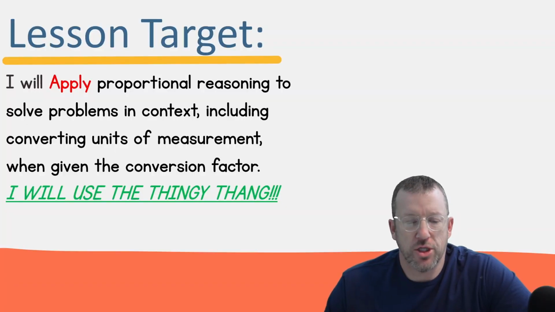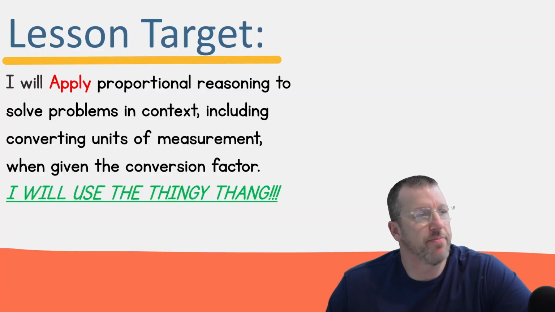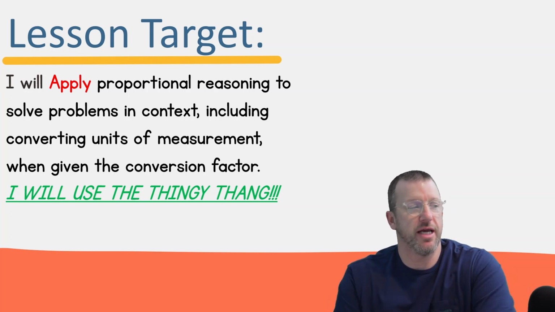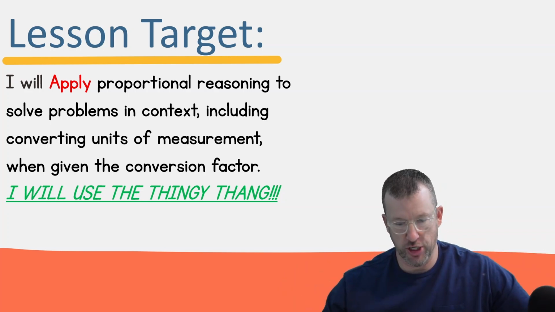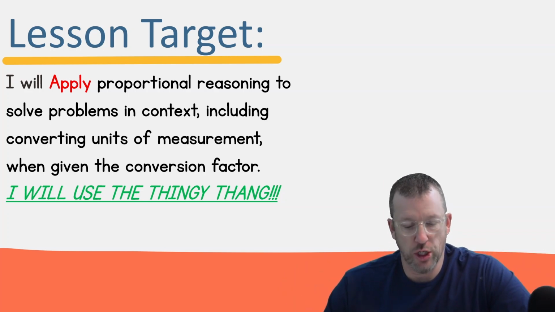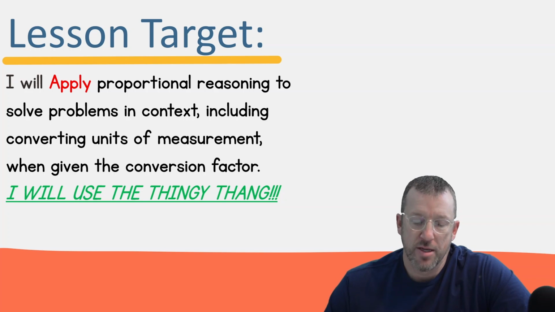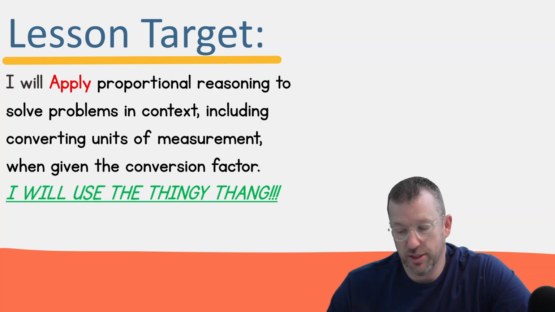All right. So today, we're going to work on applying proportional relationships to solve problems in context with units of measurement. We're going to be taking units of measurement, converting them, and we're going to use this thing called the thingy thang. If you haven't seen that video, go check it out. It's super important for doing all things proportions and proportional reasoning.